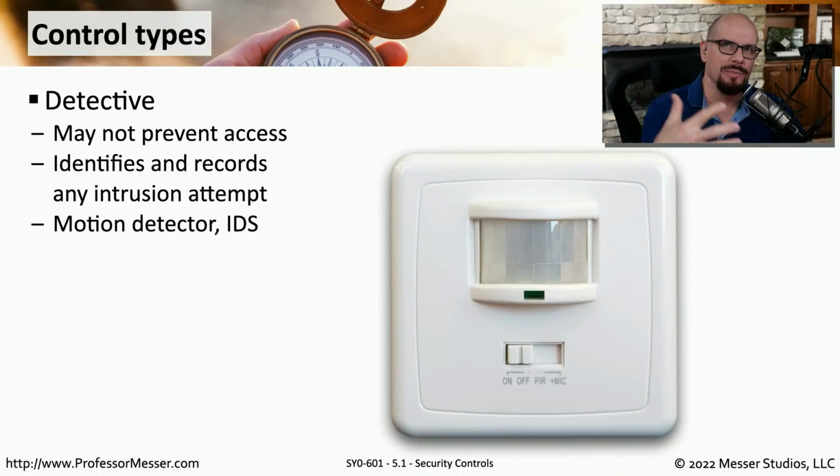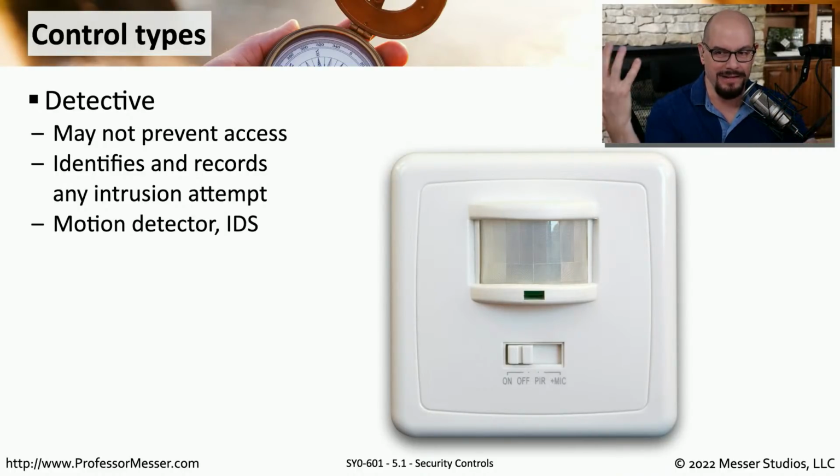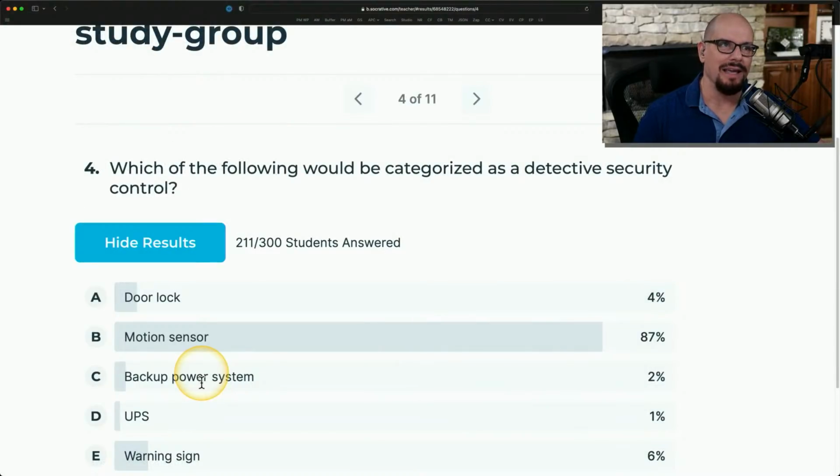Oh, it detects, but it doesn't stop. It sees that it's there, but it can't prevent it. That is effectively the definition of a detective control type. That's what we were looking for. So if we go through this list to find out, can it detect but not stop?